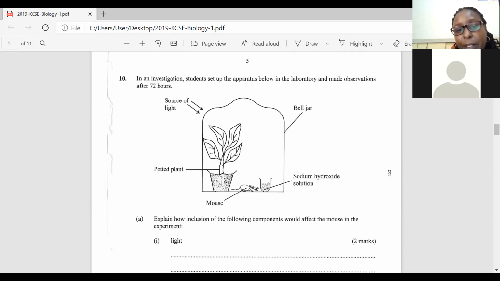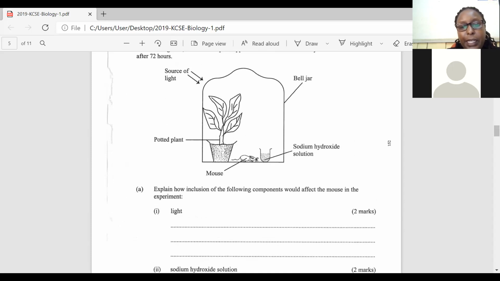We have that setup. That is also another experimental question. You can see the questions are getting more on explaining. So in question 10, we have that setup. Then part A, explain how inclusion of the following components would affect the mouse in the experiment. So we have light. What role would the light be playing there?